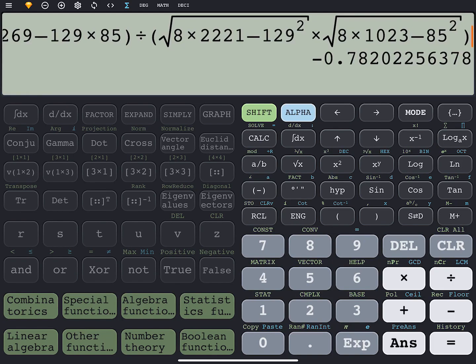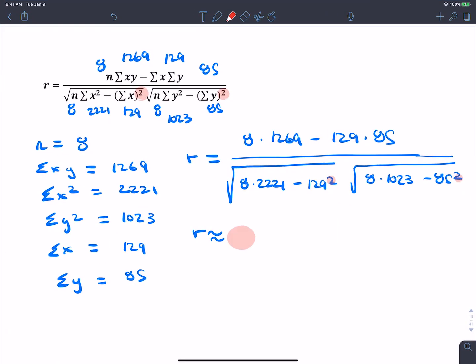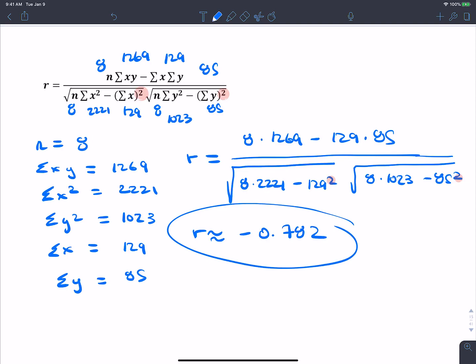What do you guys get for this R value? It's negative what? Isn't that negative 0.782? Now notice this value to the nearest thousandths, negative 0.782 here. Okay. Negative 0.782.